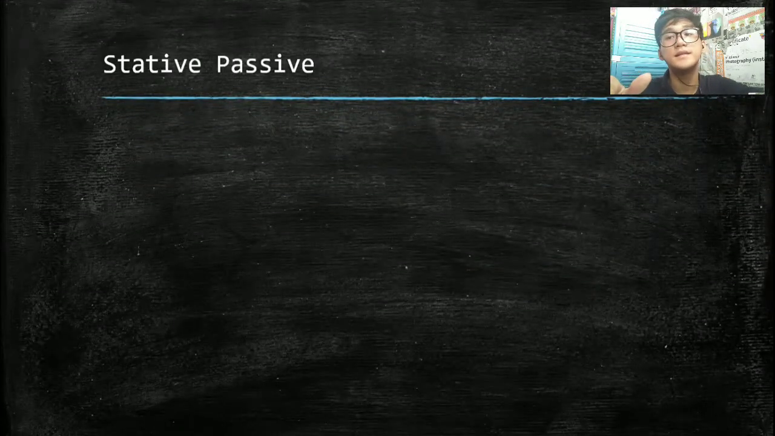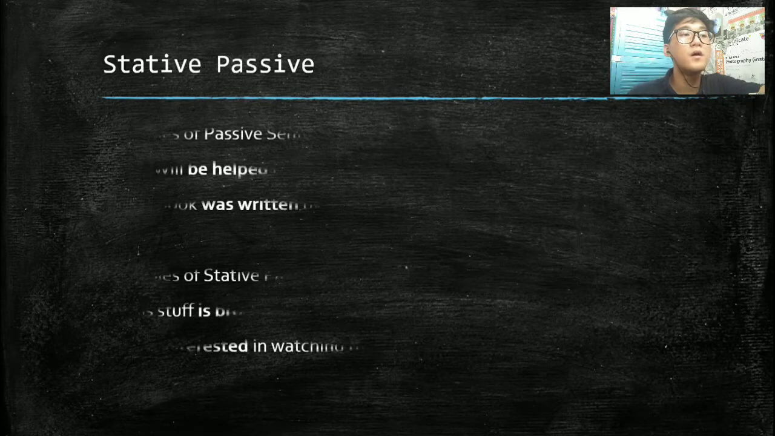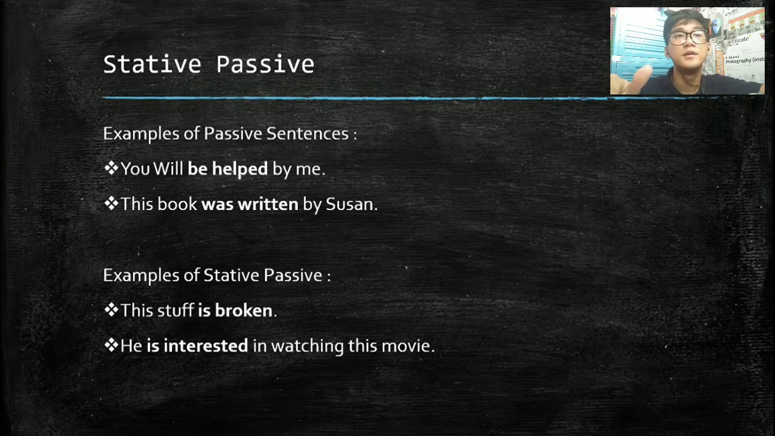Next is stative passive. Now we learn about stative passive. In short, stative passive is a sentence with the pattern be plus verb 3, but the meaning does not contain an action as in passive sentences in general, but it means a state. For example, passive sentences: you will be helped by me, and this book was written by Susan. Examples of stative passive: this stuff is broken and he is interested in watching this movie.